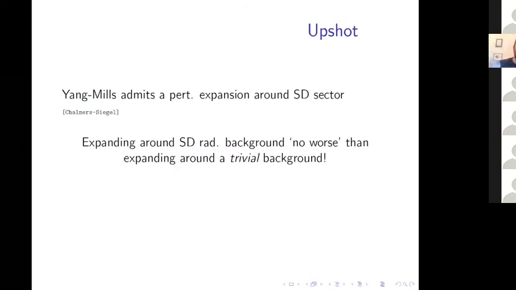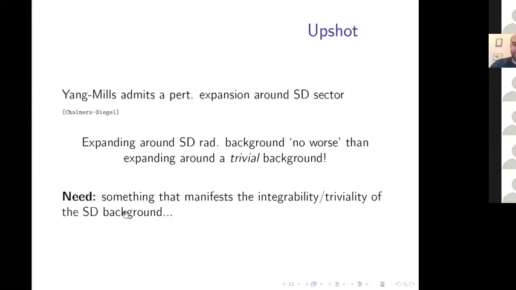But one very optimistic way of interpreting that statement is that perturbatively expanding around a self-dual radiative background should be no worse, in some vague hand-wavy sense, than perturbatively expanding around a trivial background. They both correspond to small coupling expansions of the Yang-Mills action, or actions that are perturbatively equivalent to Yang-Mills theory. Now, what we need is some tool that manifests this triviality of the self-dual background.